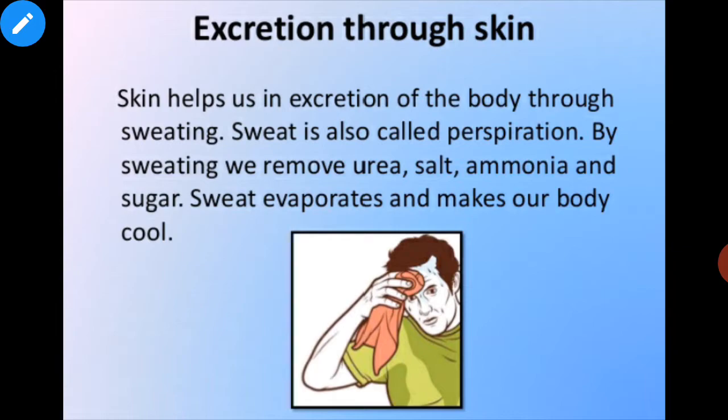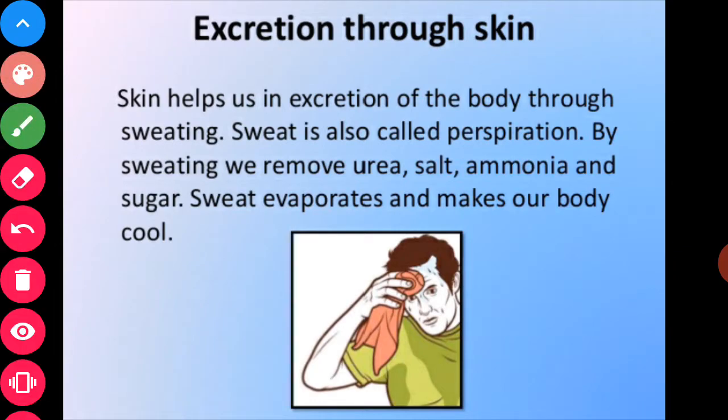The skin in the human body also acts as an excretory organ. The human skin has openings called sweat pores. These sweat pores are present throughout the body. Water and a small amount of urea are thrown away through these pores. Not only water and urea, but some salts, ammonia, and sugar are also thrown out through these small pores.